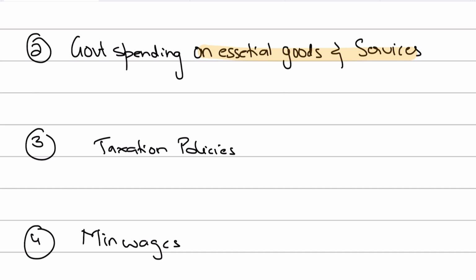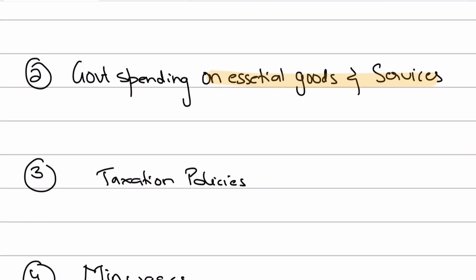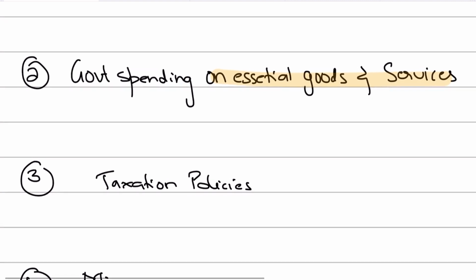So yes, spending on essential goods and services is very important, but when you're evaluating such spending, you could write that these policies would obviously cost the government large sums of money, and funding these policies would carry a severe opportunity cost because the government needs to fund these policies.